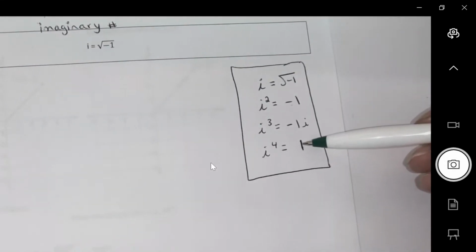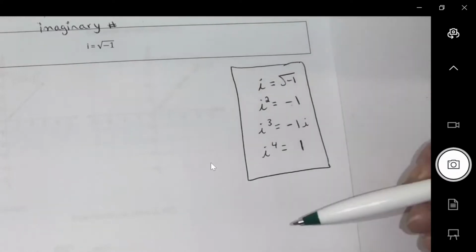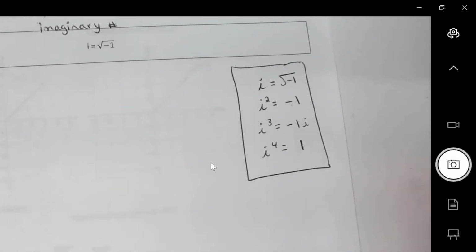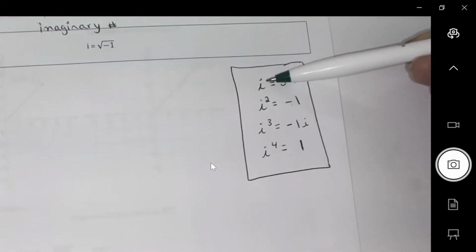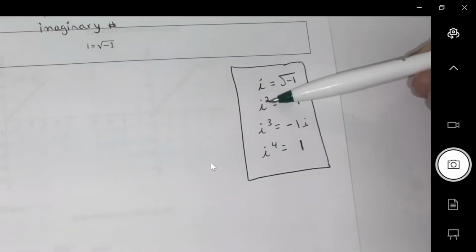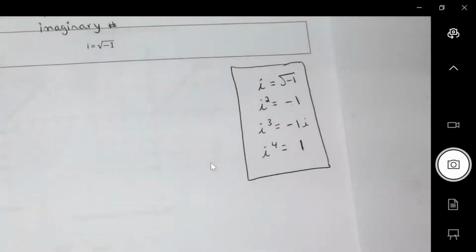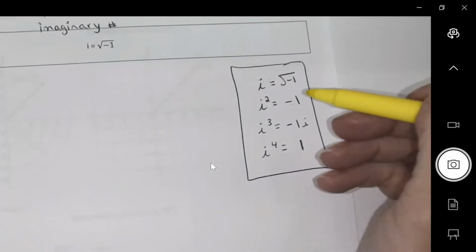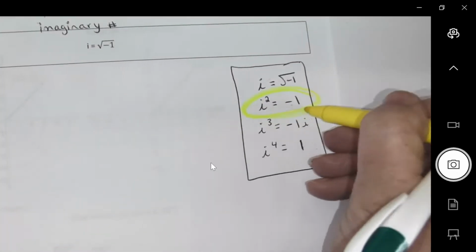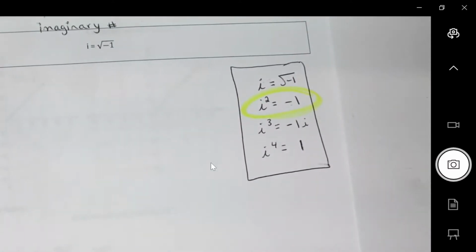Then once you get to i to the 5th, that pattern would repeat again. So i to the 5th would be i, i to the 6th would be -1, the pattern would repeat. When I do this work, I basically always try to dial in on i squared. I like everything with i squareds kind of thing.